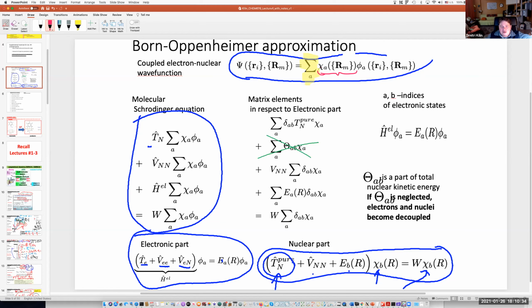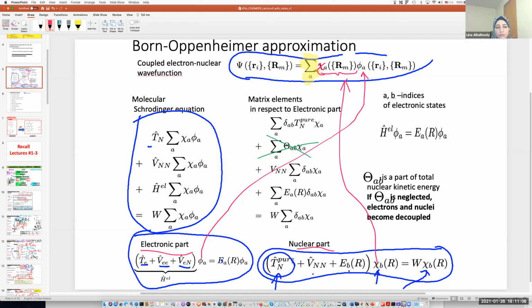This looks like X, but it's a slightly different symbol. It's the Greek letter chi, and it is coming from here. So it is a solution of the nuclear Schrodinger equation, the nuclear part. And phi is the solution of the electronic part. The stuff in the middle is technical details that we'll skip, but as we go through today's and Friday's lecture, we get to more details.